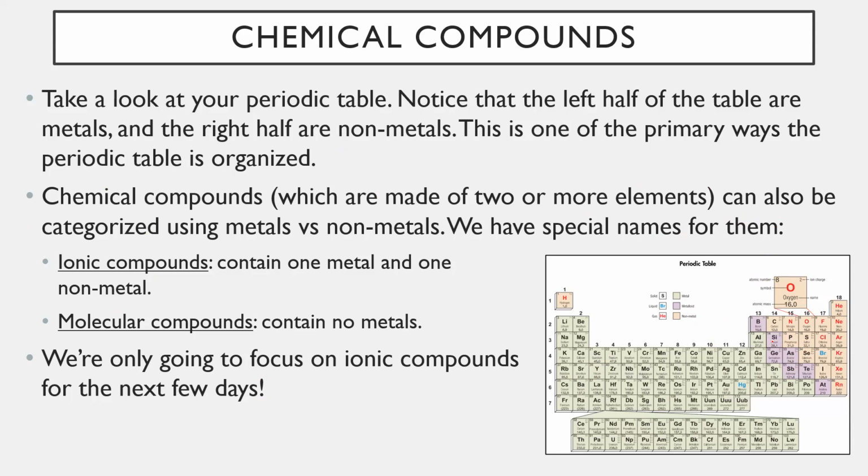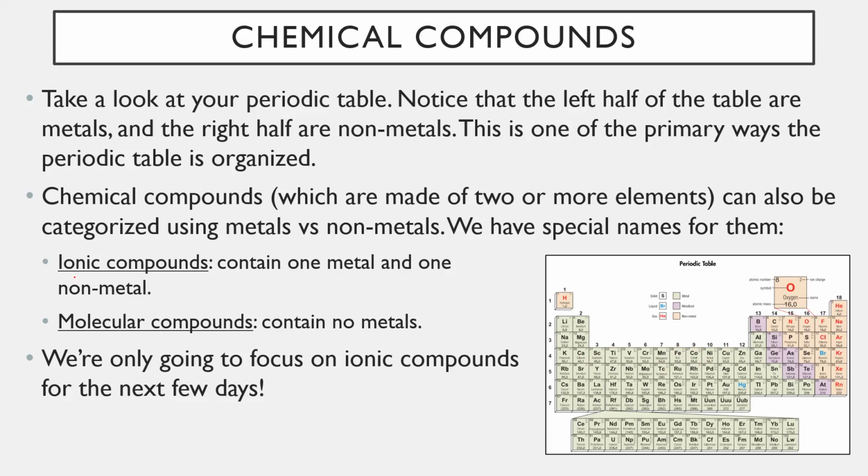Then we have the purple section in the middle. Those are the metalloids. We won't worry about those too much because they can act a little bit like a metal and a little bit like a nonmetal. They just complicate things for us. But overall, that periodic table is more or less organized as metals versus nonmetals. Now, chemical compounds, this is where we take two or more elements. So you pick two or more things on your periodic table and you stick them together. They can also be categorized using metals versus nonmetals, but it doesn't work quite that easily. We actually have special names for them when we categorize compounds using metals and nonmetals.